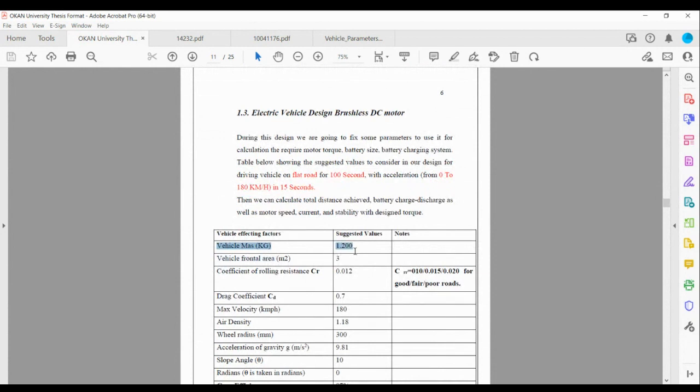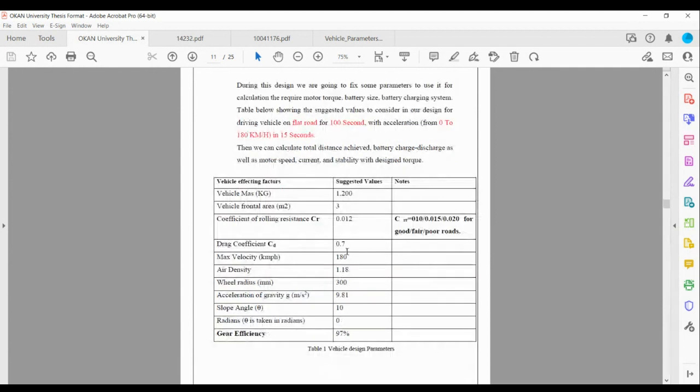Vehicle mass. Your friend's vehicle mass 1200 kilogram. Vehicle frontal area 3, 3 is very wrong, 3 meters squared. Or maybe it's okay. Coefficient of rolling resistance CR, it's selected from the diagram for good, fair, poor roads. Okay. Drag coefficient 0.7. Max velocity 180.